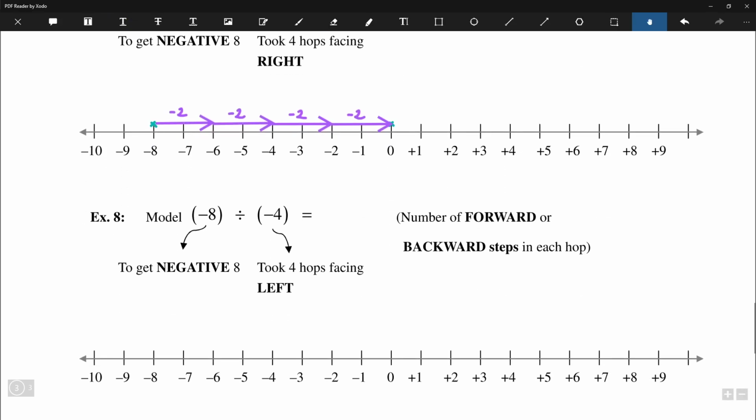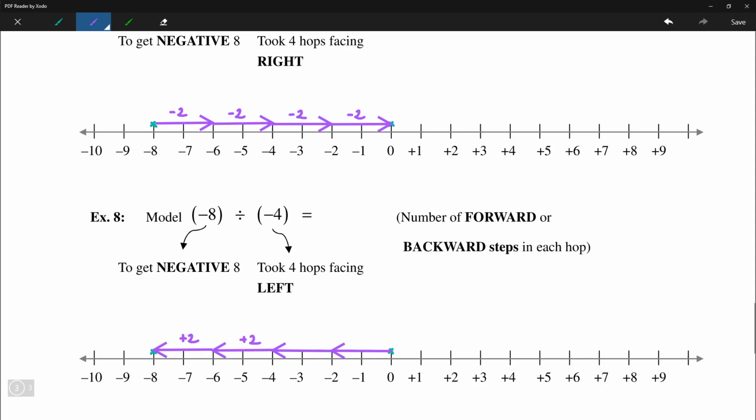And finally, what if both the dividend and the divisor are negative? Again, we start at 0 and we are trying to get to -8. Hopping forwards this time, so going from 0 to -2, then from -2 to -4, -4 to -6, and finally -6 to -8. So these are forward hops. Therefore -8 divided by -4 is going to be +2, or just 2.